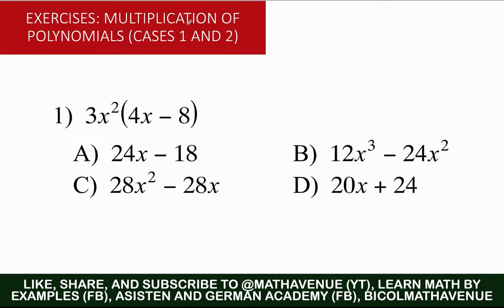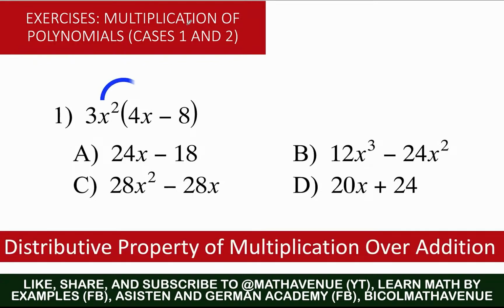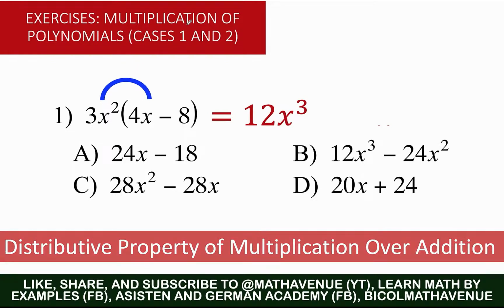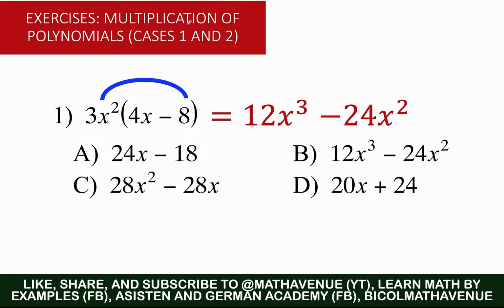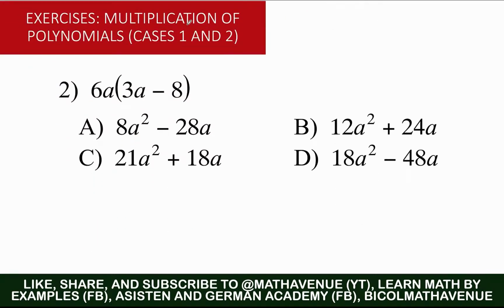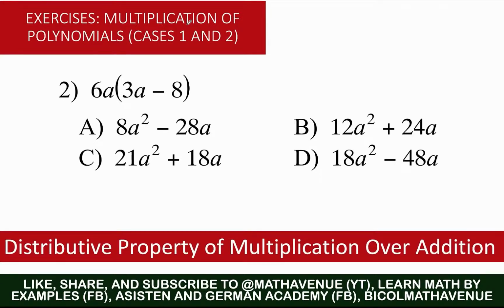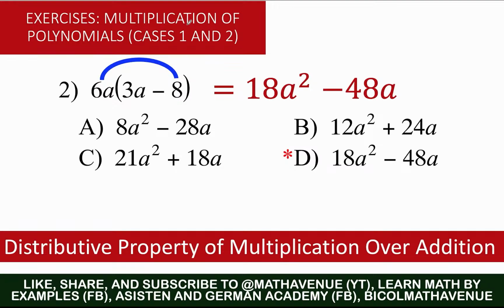Let's solve some exercises. 3x squared times the quantity 4x minus 8. What's the product? You can pause the video and see if you can solve this. Now let's do this together. Perform the distribution. 3x squared times 4x is equal to 12x cubed. 3x squared multiplied to negative 8, that becomes negative 24x squared. And that is letter B. Next problem. 6a times the quantity 3a minus 8. Again, perform the distribution. 6a times 3a is equal to 18a squared. 6a times negative 8 is equal to negative 48a. And so our answer is letter D, 18a squared minus 48a.